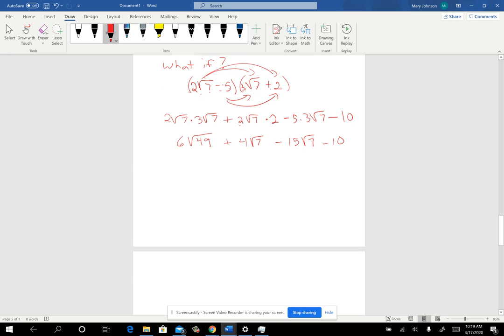So if you notice this time, these two terms in the middle are like terms, so we're going to be able to combine them, and we're going to get a negative 11 square root of 7. And then the 6 here, and this square root of 49, see that square root of 49, that's 7. And so we really just have 6 times 7, which is 42. And so we have one more step, the 42 minus the 10, that's going to wind up being just 32 minus 11 square root of 7. Okay.